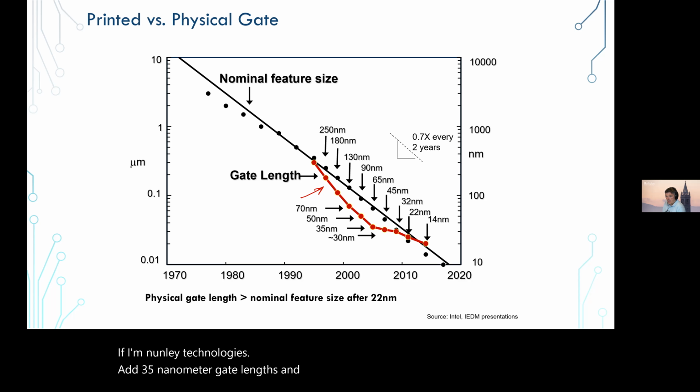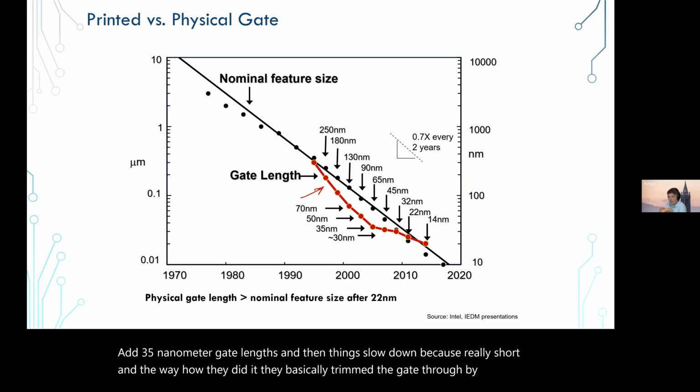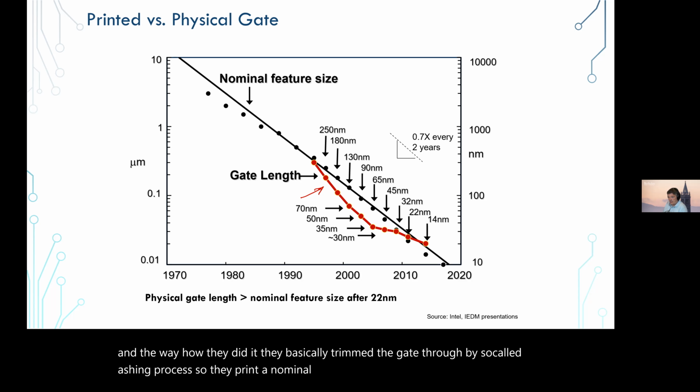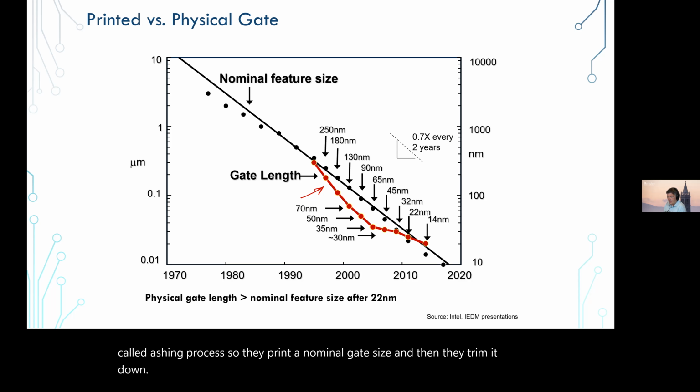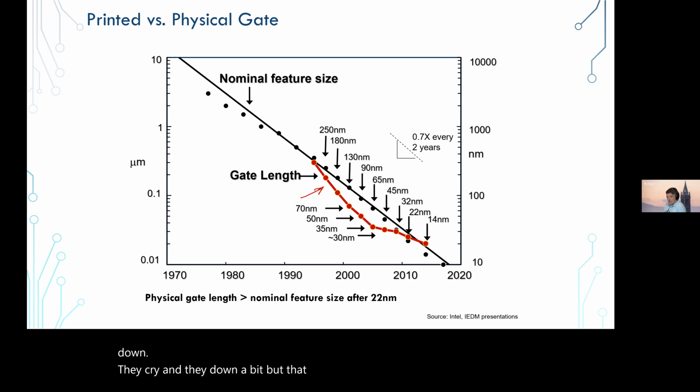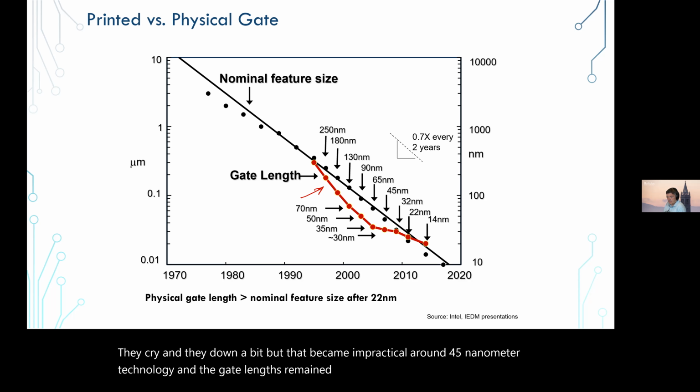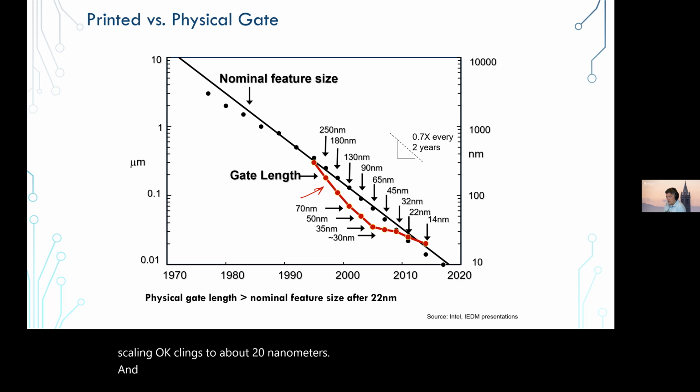And then things slow down because the gates were really short. And the way they did it, they basically trimmed the gate through a so-called ashing process. So they print a nominal gate size and then they trim it down. They grind it down a bit. But that became impractical around 45 nanometer technology, and the gate lengths remained constant at around 30 nanometers for a while. The changes in material structure enabled further scaling of gate lengths to about 20 nanometers. And then down at 14 nanometers and below, the gate length, the physical gate length, is longer than the nominal feature size. How is that possible?